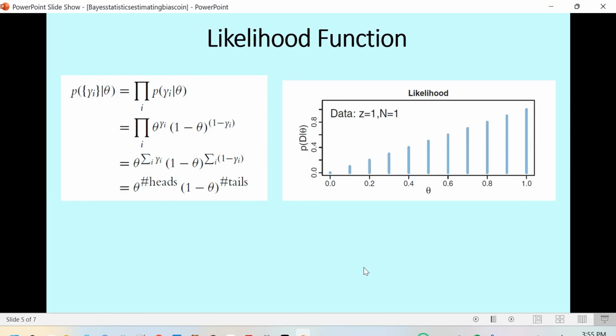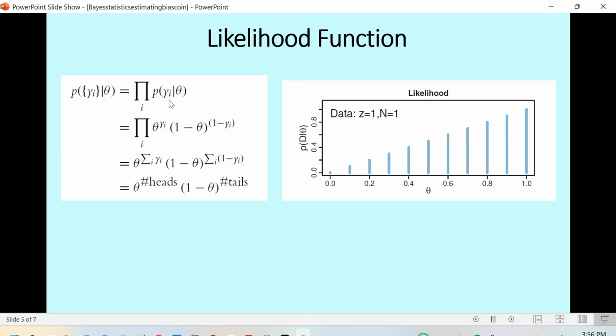Then we will calculate the likelihood. So this is the likelihood function for multiple flipping. Because we have one likelihood for each result, we can flip the coin multiple times, and this likelihood function will be the product of the likelihood for each flip, right? Because they are independent.